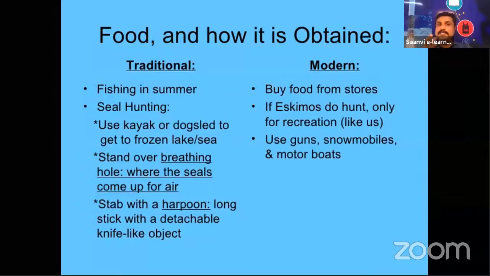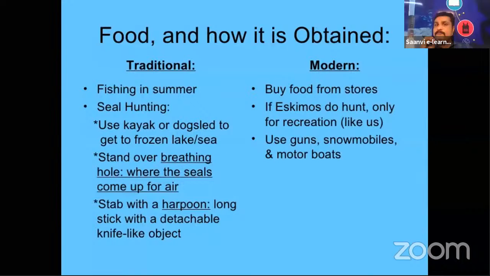See, traditional fishing in summer, seal hunting, use kayak or dog sled, get to frozen lake and sea. And the way, stand over breathing holes where the seal come up for air. I'll show you that picture. Stab with a harpoon, that's a tool, a long stick with a detachable knife-like object. This is traditional, olden days. Nowadays, buy food from stores. Nowadays, they have some shops there.